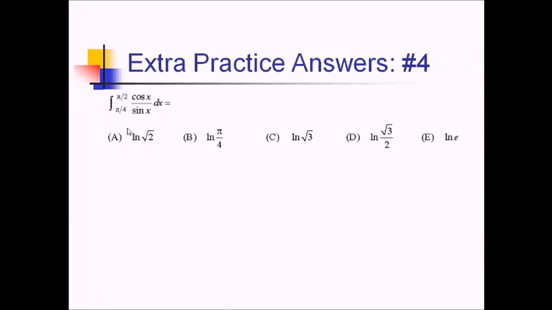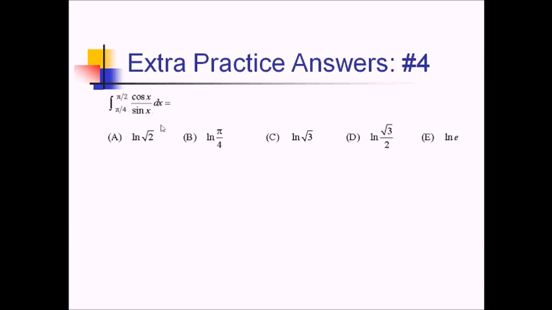For this problem, we're trying to figure out the integral from pi over 4 to pi over 2 of cosine over sine. Now, the intuition on this, you might be thinking, well, I'm just going to simplify this to cotan, but we don't know the antiderivative of cotan, or at least I don't. It's not one of those that you're supposed to memorize. So we're going to try a different tactic here.